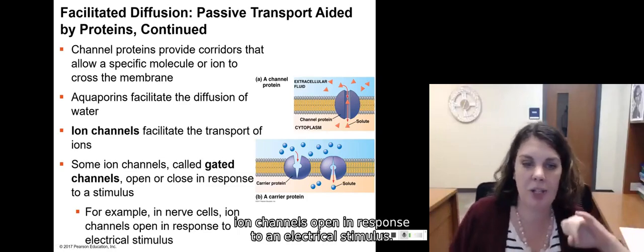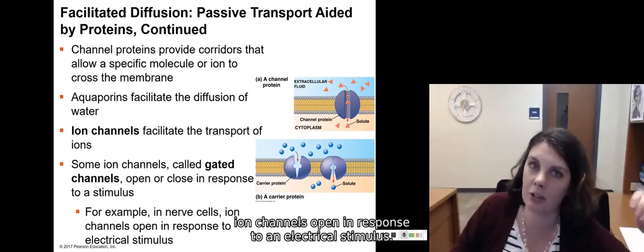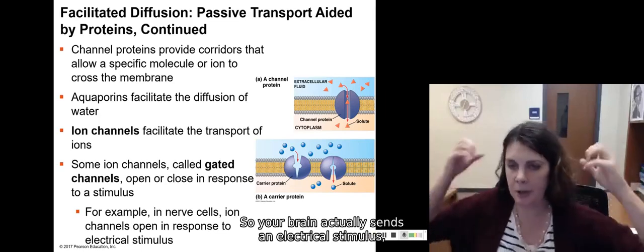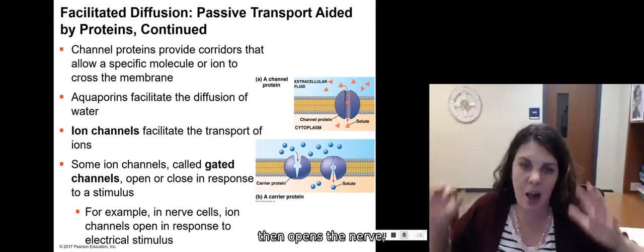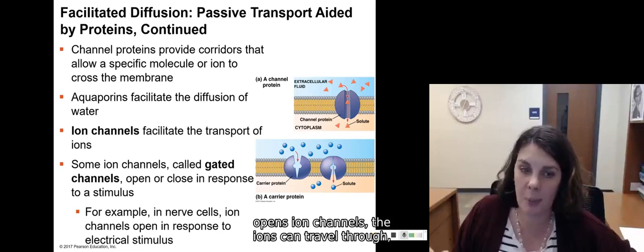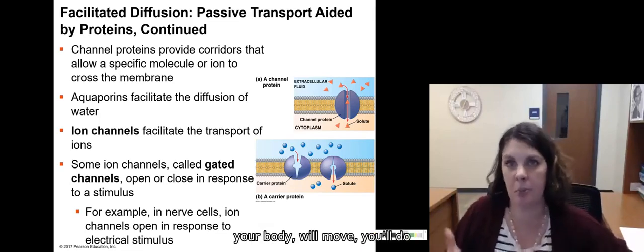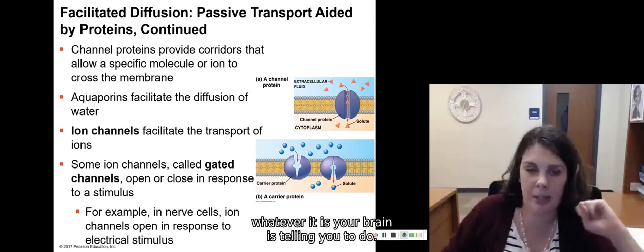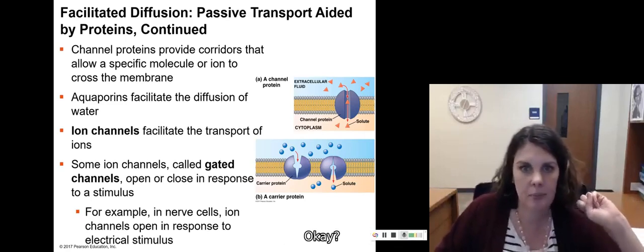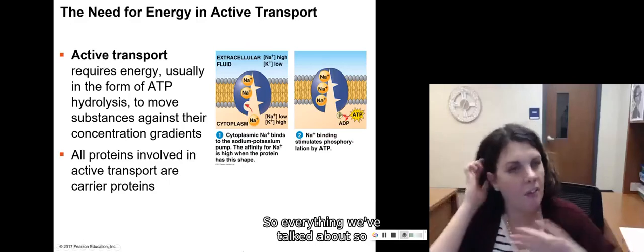Your nerve cells will have ion channels that open in response to an electrical stimulus. So your brain actually sends an electrical stimulus that then opens the ion channel. The ions can travel through and your body will move, or you'll do whatever it is your brain is telling you to do.